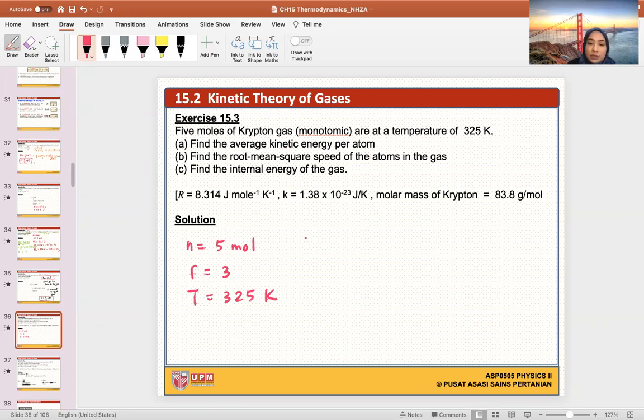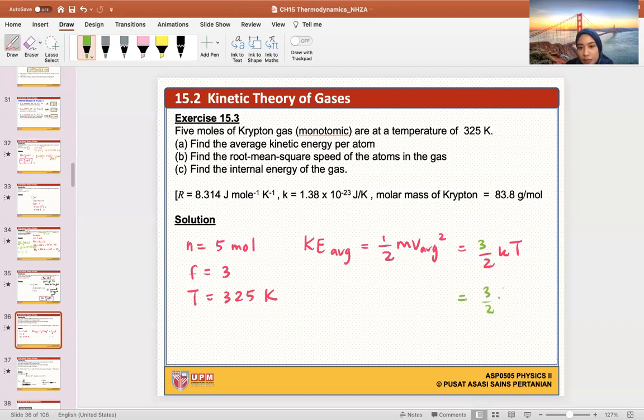We know this equation already. KE average per atom, or per molecule, is equal to 1/2 m v average squared, or F over 2 kT. That's the general equation. But since we already know this is a monatomic gas, let's just substitute F with 3. So this is 3 over 2 kT. K is a constant, so it should be given to you, and you know what T is.